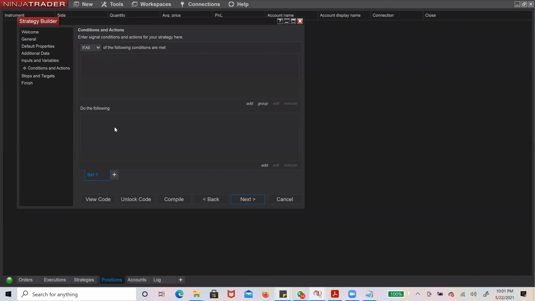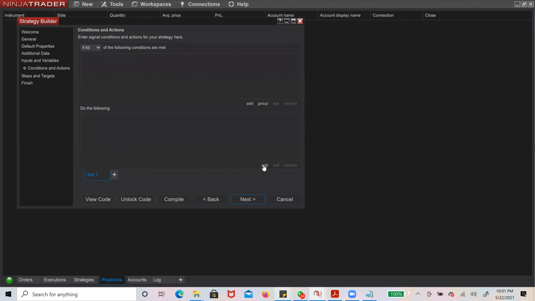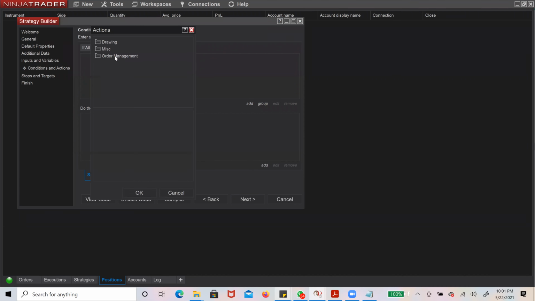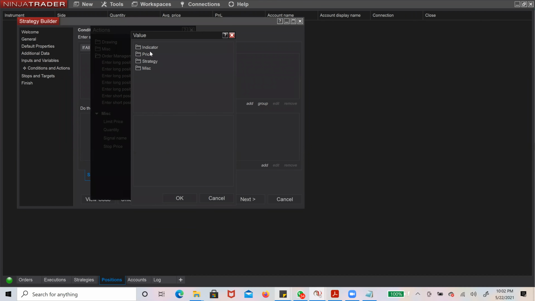And if you go further, if you don't even put any parameters here, that's fine. When you go here and add, it's going to be order management: enter long position of what. If you do it, market if touched, or stop at one point. So like stop price, you can change this, I believe, to the time as well.